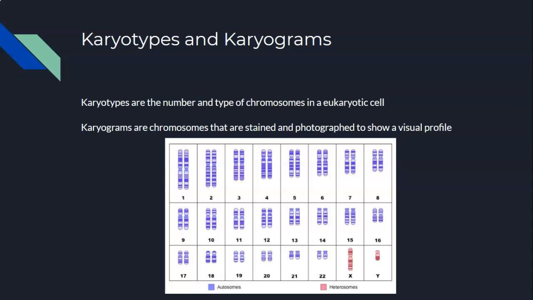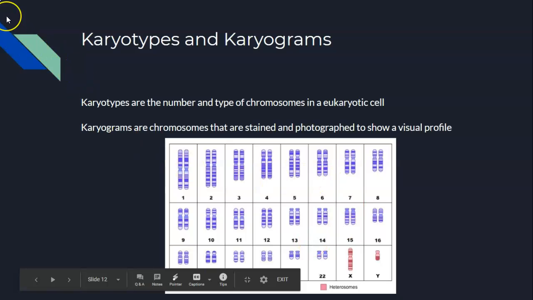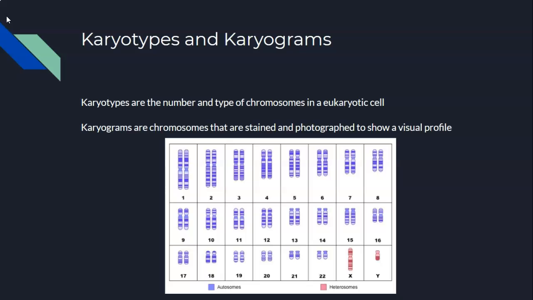So another piece of information that you've definitely seen before but maybe forgot about is karyotypes and karyograms. Karyotypes are the number and type of chromosomes in a eukaryotic cell. So that's just knowing the number and what kind of chromosome, like you have 22 autosomes and 1 sex chromosome in a eukaryotic cell of a human. But karyograms, that's like what this picture is. So that's probably what you're more used to. A karyogram is that visual representation of the chromosomes.